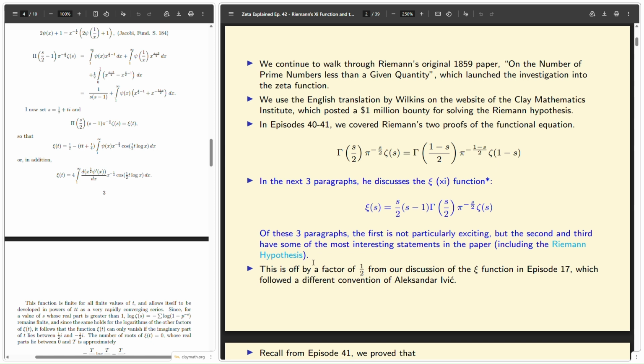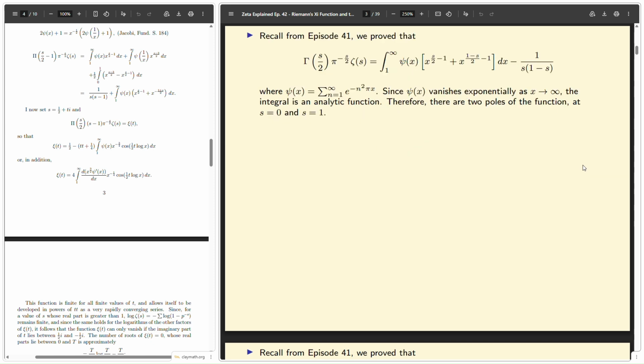And I'll also note that we did cover this Xi function back in episode 17, although our definition there was off by a factor of 1/2 due to our following a different textbook at the time. But today we're following the paper directly, so we have an extra factor of 1/2 right here, s over 2. So if you're confused and you've seen this function before in episode 17, we did not have that divided by 2, but this is kind of the more natural way to do it with this divide by 2 here. All right, so let's get on to the episode.